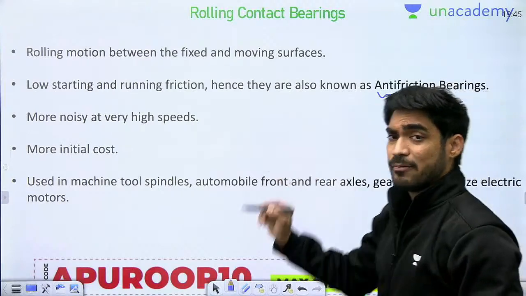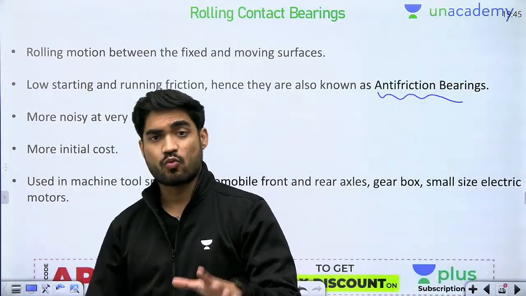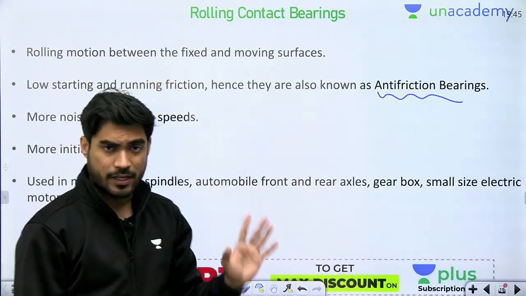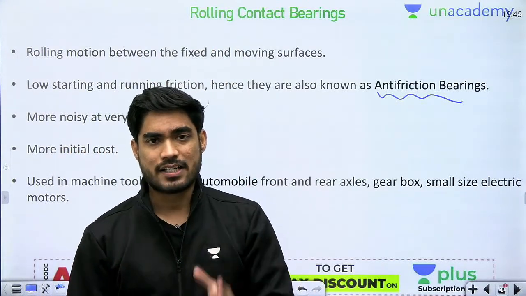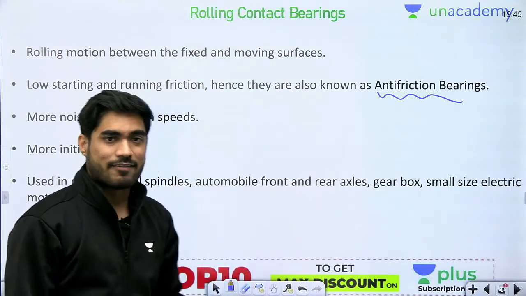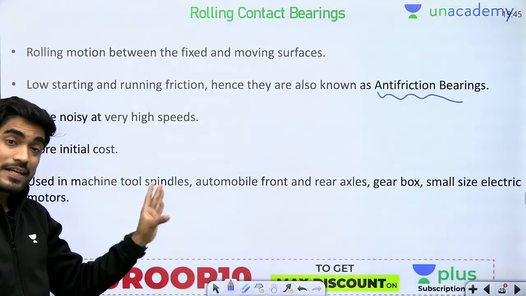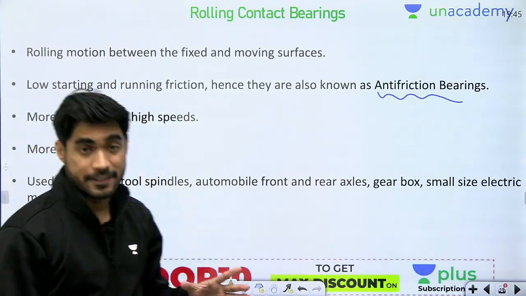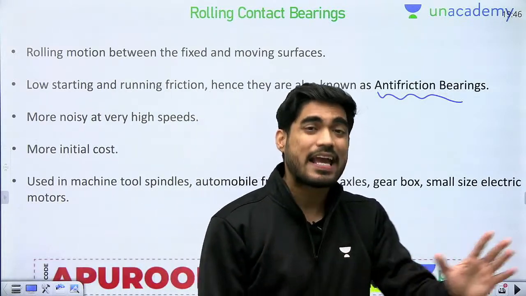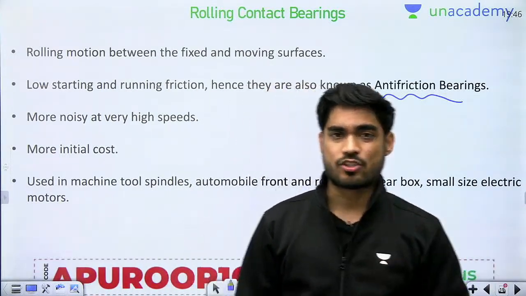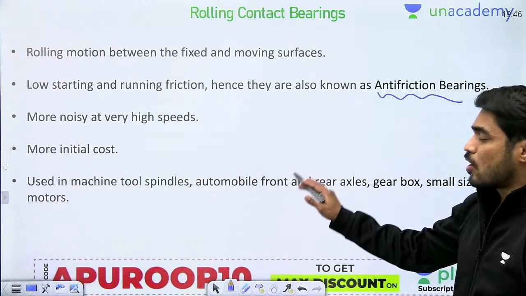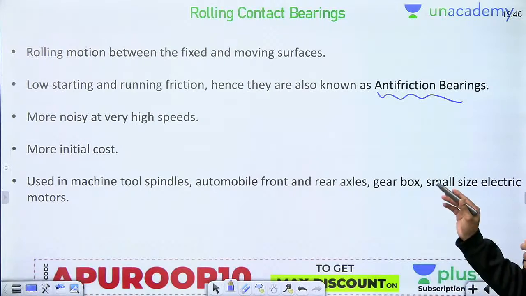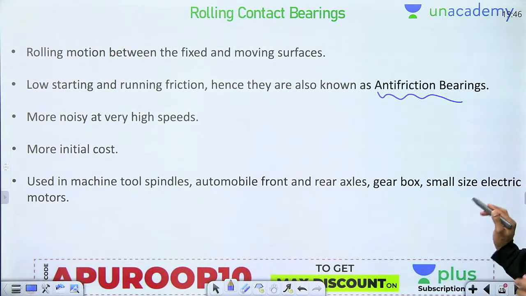And this is an important term. You will get questions based on this. Which one of these bearings are anti-friction bearing? So anti-friction means rolling contact bearing. Okay, but there is a disadvantage. The disadvantage is that they are noisy at high speed, and their initial cost is also very high. So that's why we can't use them everywhere. So what are the applications of rolling contact bearing? Spindles of the tools, automobile front and rear axles, and small size electric motors.